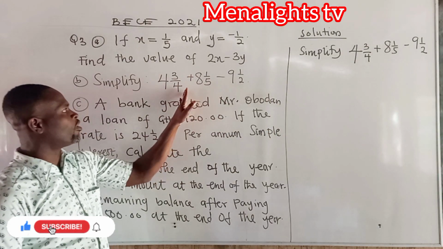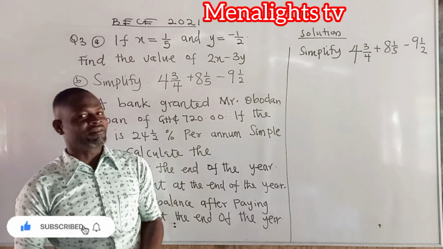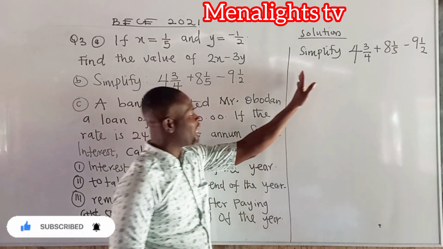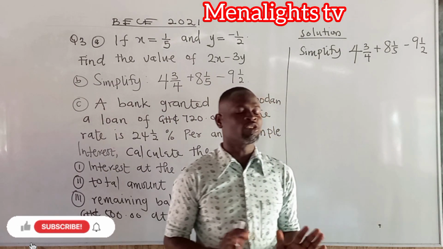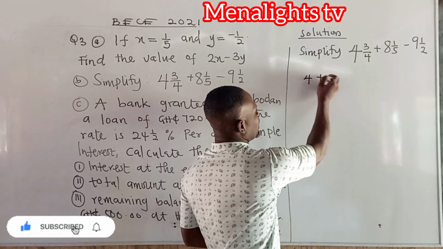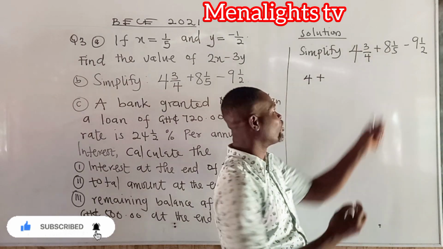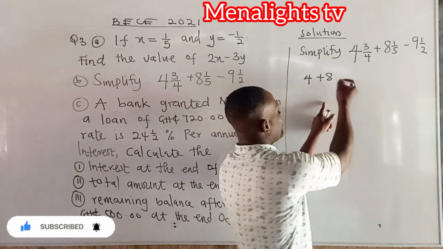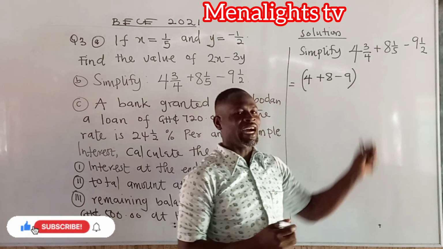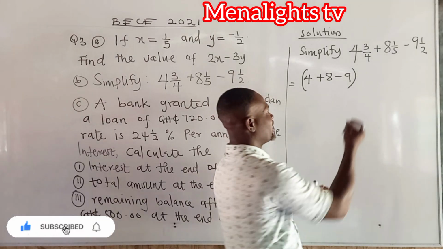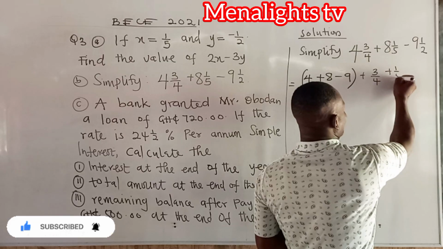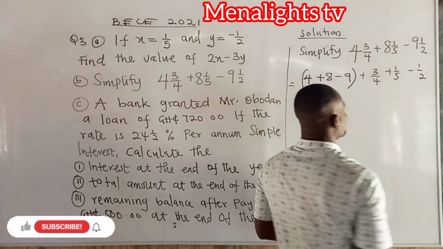Next: 4 whole number, 3 over 4, plus 8 whole number, 1 over 5, minus 9 whole number, 1 over 2. We simplify. The first thing to do is deal with the whole numbers first. The first whole number is 4, plus another whole number, 8, then minus 9. Then we work with the fractions: plus 3 over 4, plus 1 over 5, then minus 1 over 2.